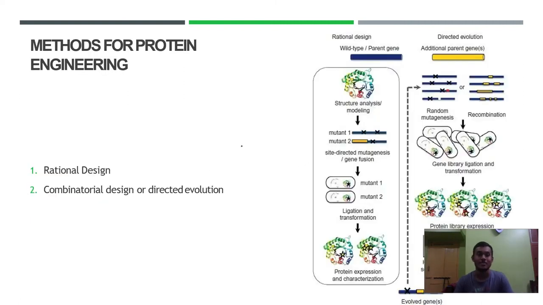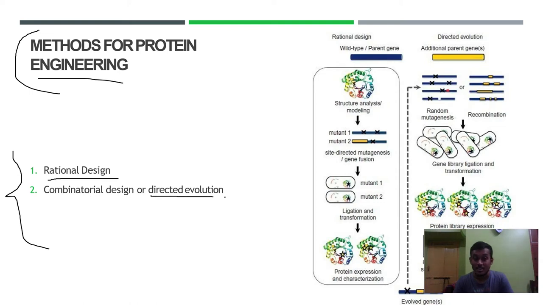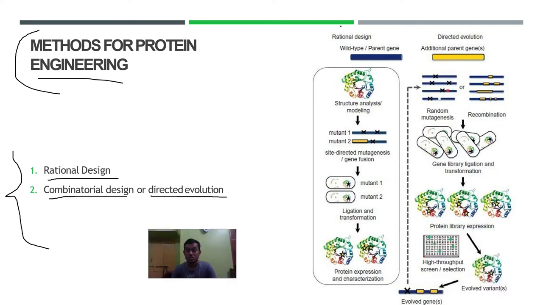Moving on, talking about the methods of protein engineering, we'll be following two main methods and how they are carried out. One method is rational design, and next we have directed evolution or combinatorial design. These are the two methods we are going to talk about. You can see here the difference between the two: this is directed evolution and this is rational design.